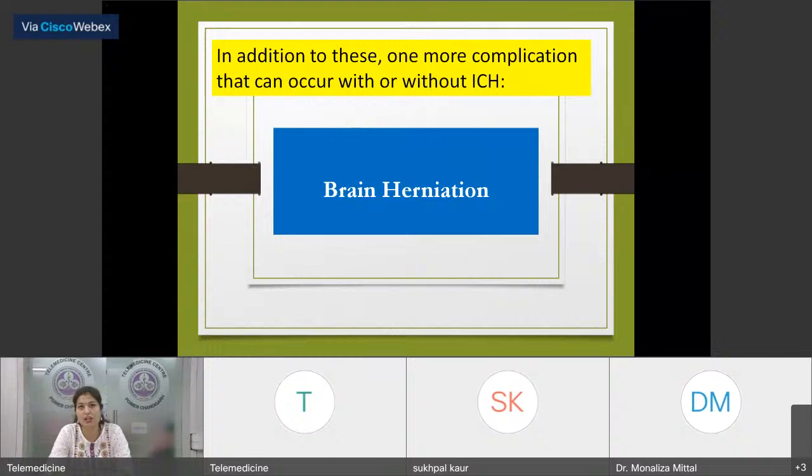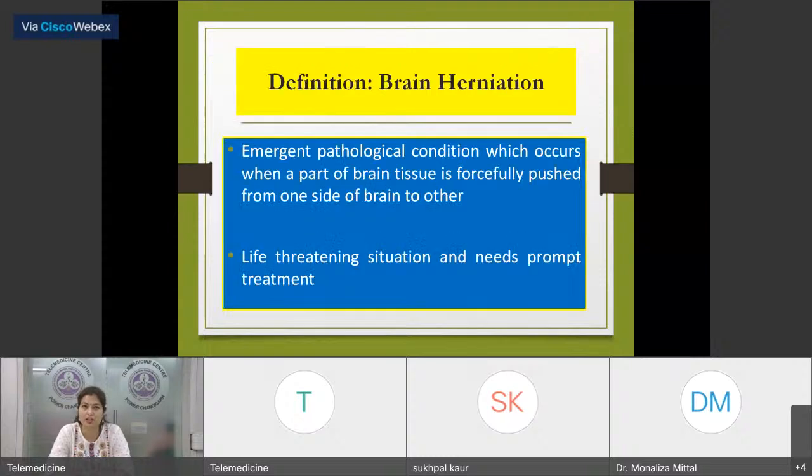Among all these complications, one of the very important ones, which can occur with or without increased intracranial hypertension, is brain herniation. So what is brain herniation? Brain herniation is an emergency situation. It's an emergency pathological condition which occurs when a part of brain tissue is forcefully pushed from one side to the other. We usually hear of the umbilical hernia. Herniation means whenever a part of the body has changed its original position and has moved to another position. That is a herniation, and it can equally occur in the brain. Then it becomes a life-threatening situation and needs prompt treatment.